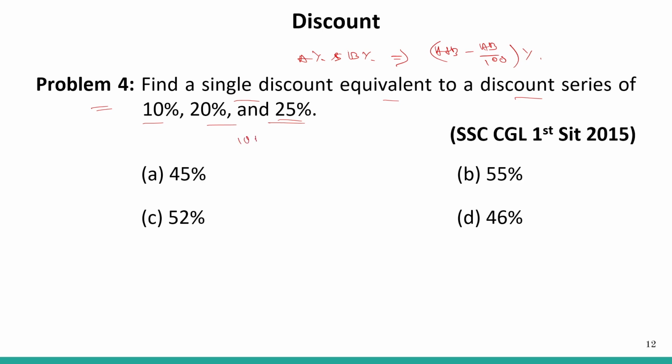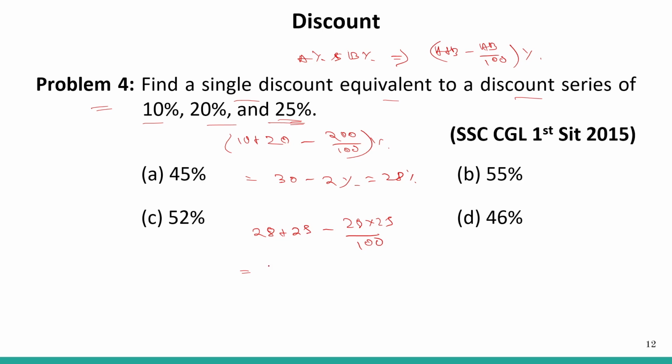So it will be 10 plus 20 minus 200 by 100%, right? So this much percentage equals 30 minus 2%, that is equal to 28%. So 28%, then simultaneously 25%. So 28 plus 25 minus 28 into 25 by 100. Okay. So this will be the final equivalent percentage.